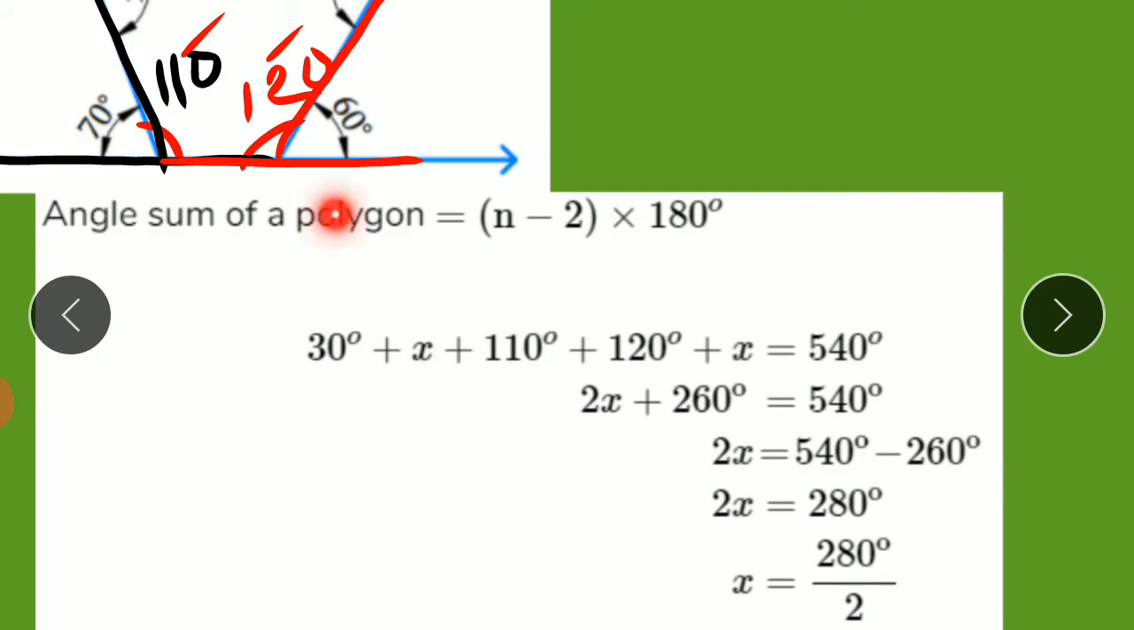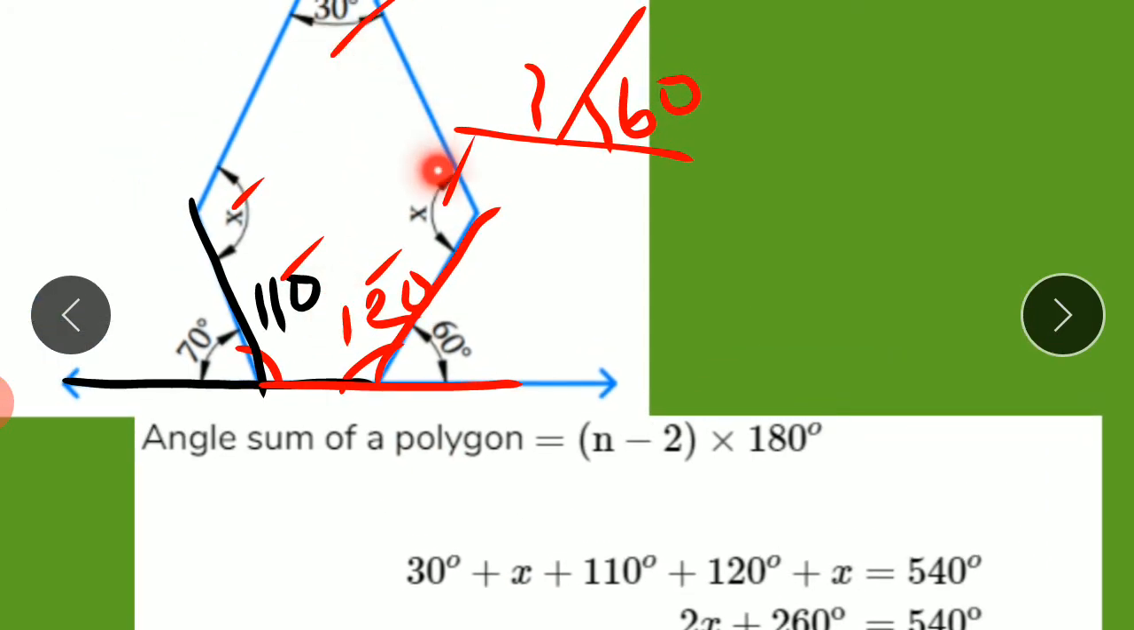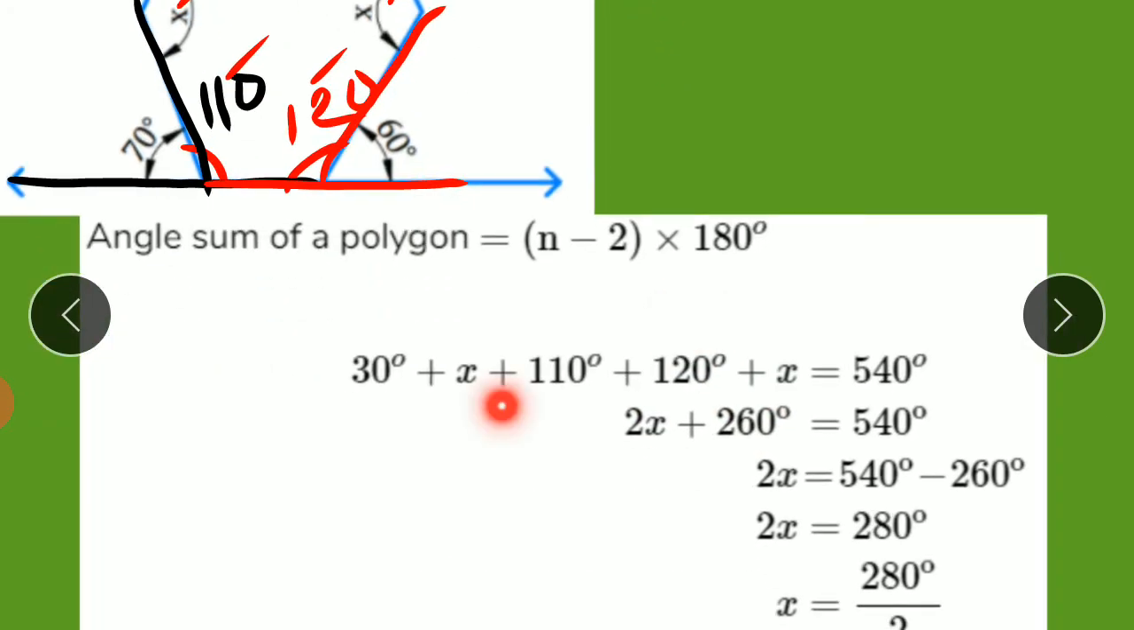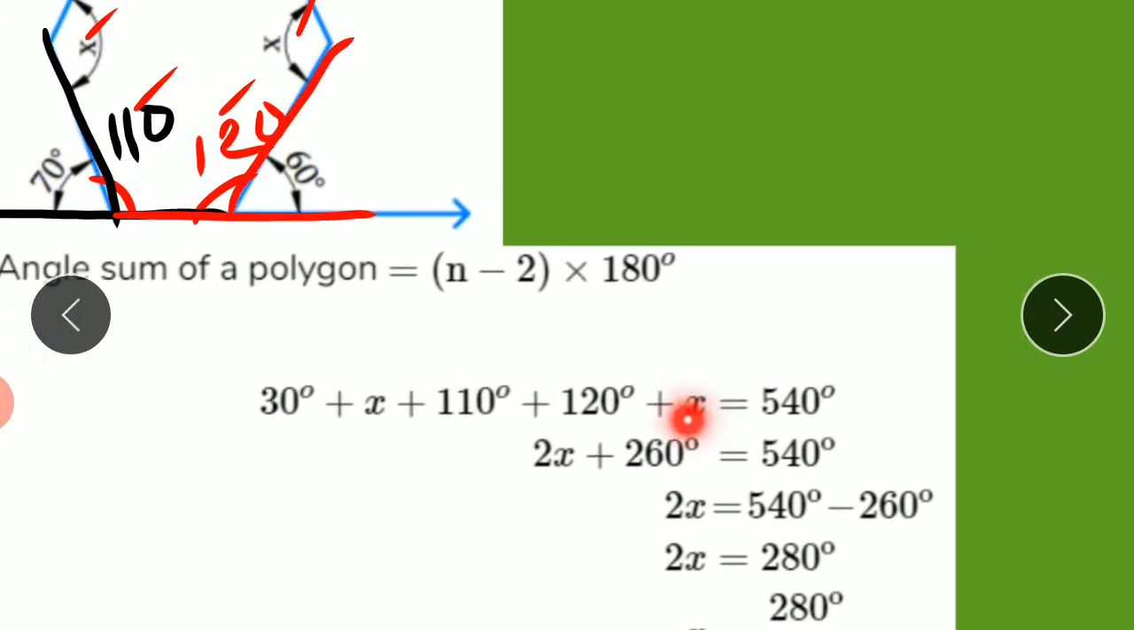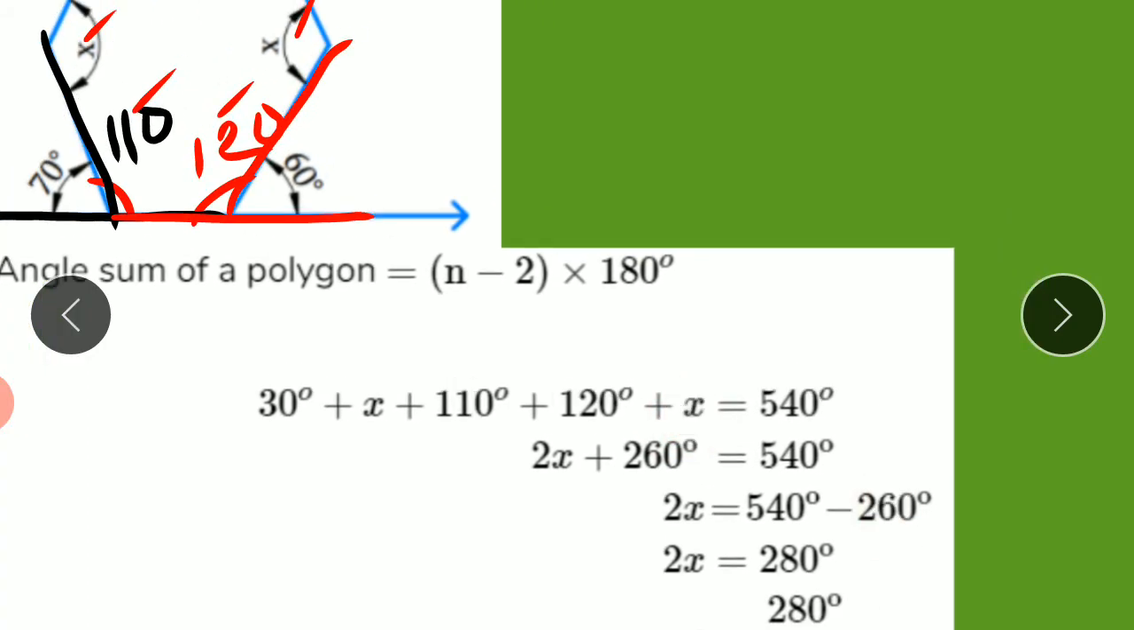So now we are adding all the angles, 30 plus x plus 120 plus 110 plus x. Now we are going to simplify this equation. Simplify the variable terms, 1x plus 1x is 2x. Then the remaining constant terms, when you add, you get 260. 2x plus 260 equal to 540. So first we will send this 260 to the right hand side. It becomes minus 260. Then 2x equal to 280.